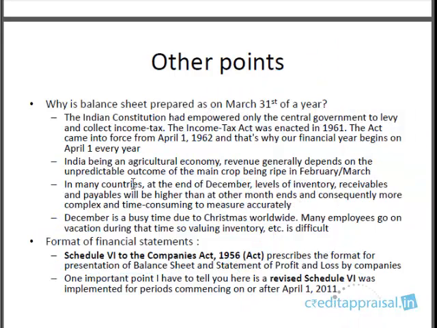With that, we come to the end of this chapter. It's been a chapter where we discussed the bare basics of the financial statements. We didn't go into depth. This chapter was not meant for that purpose. We are going to do that in the subsequent chapters.